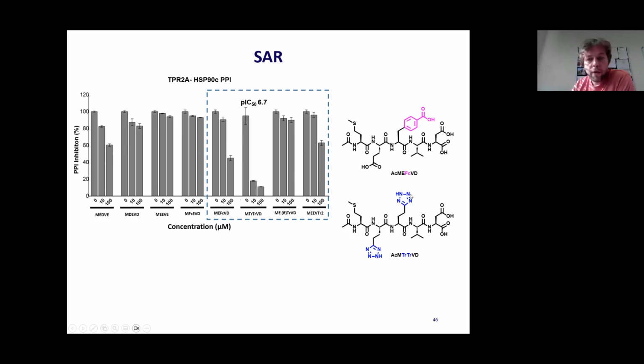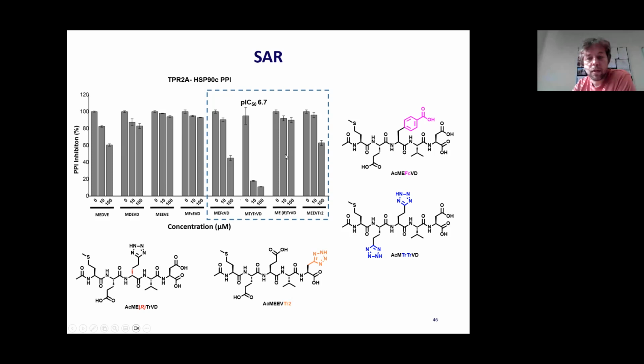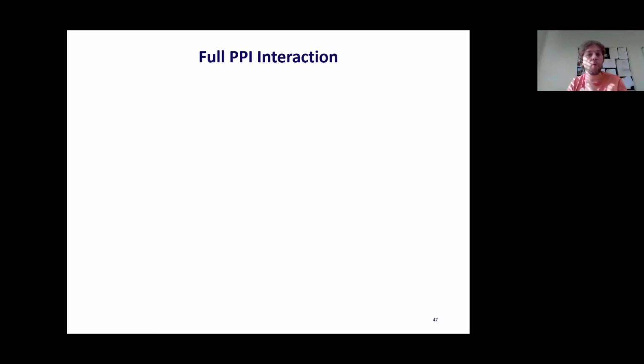When we alter the stereochemistry of our position 3, so we make the epimer of our active peptide, we see no activity. So that's the MER-TRVD. And when we isosterically replace the glutamic acid, the terminal aspartic acid with tetrazole, we don't see much activity to write home about. So we were fairly satisfied with the series of results, but we thought, can we actually start looking for something more biologically relevant?